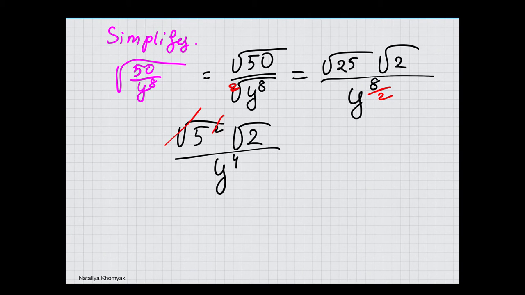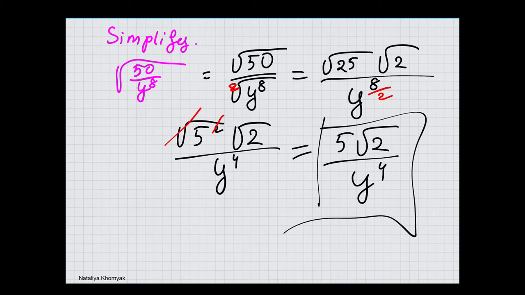Square root and the second power cancel, and we get 5 radical 2 over y to the 4th. And this is our solution.